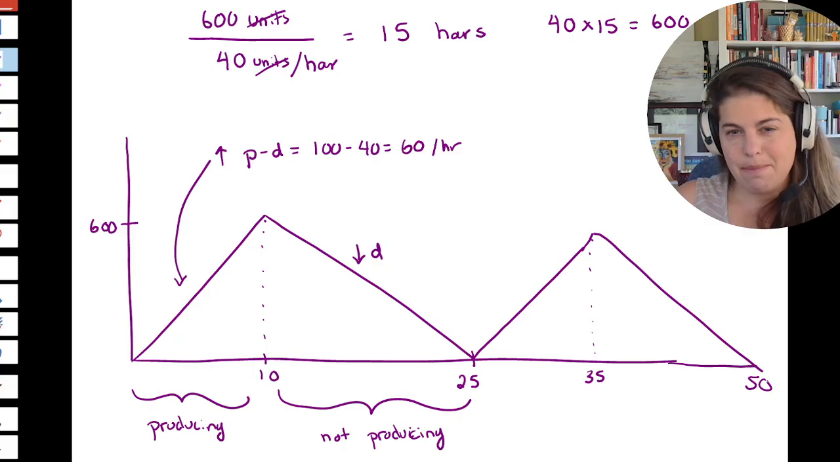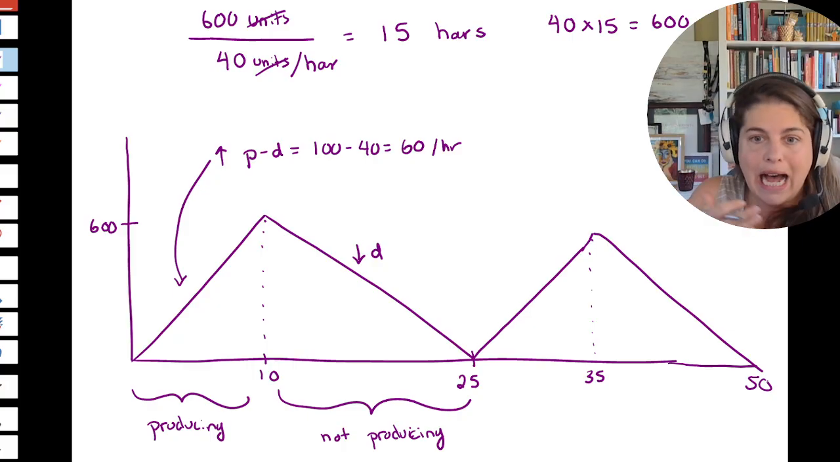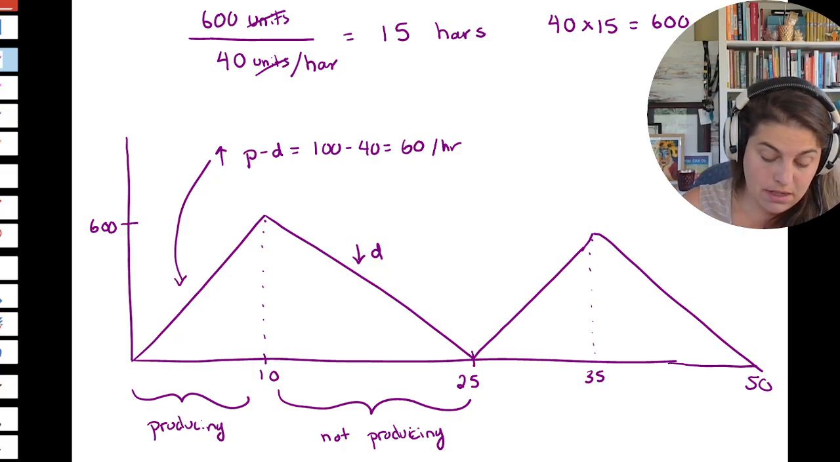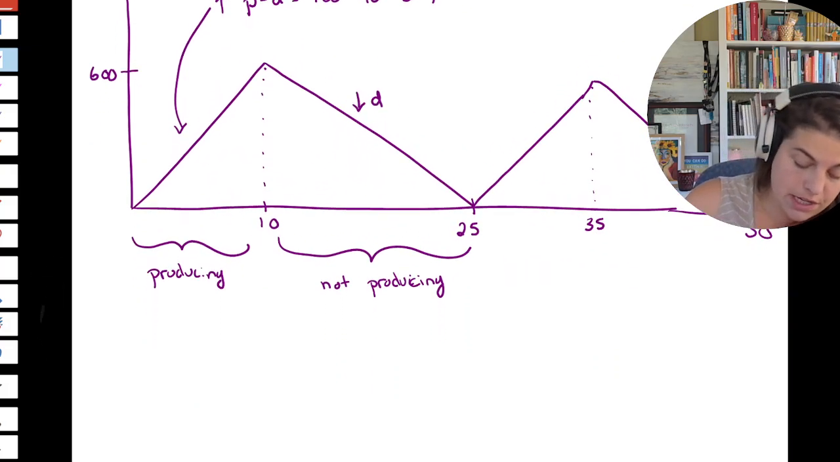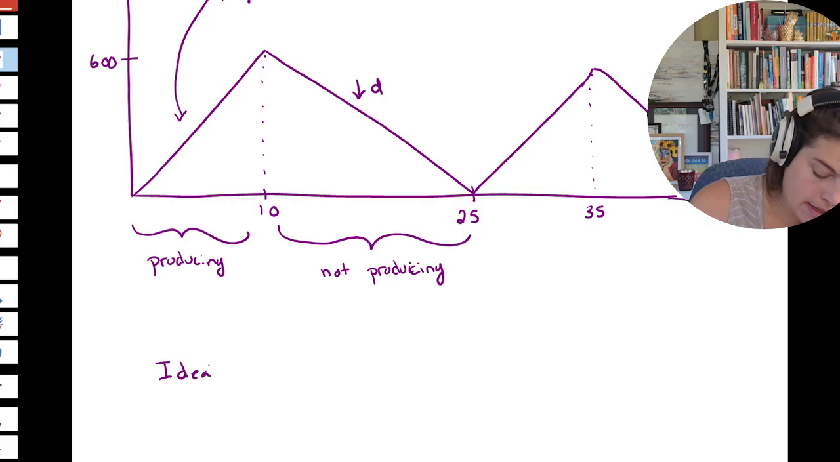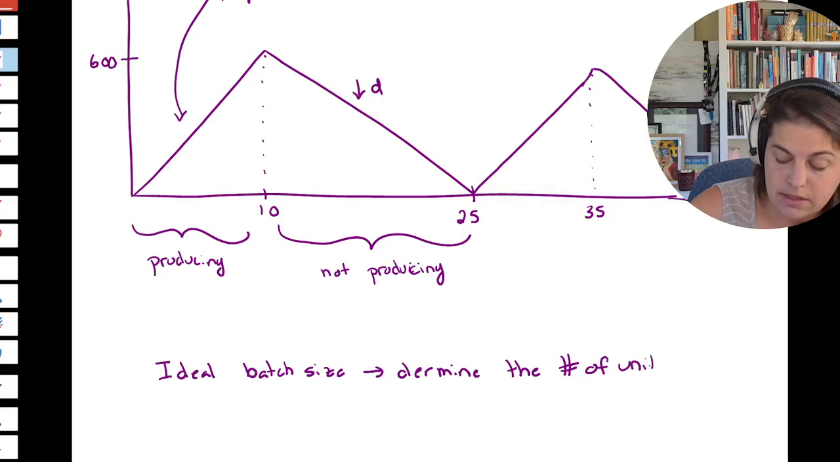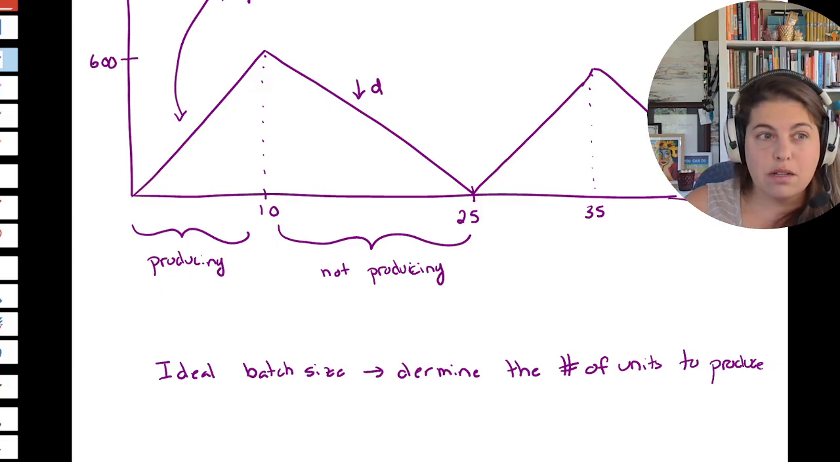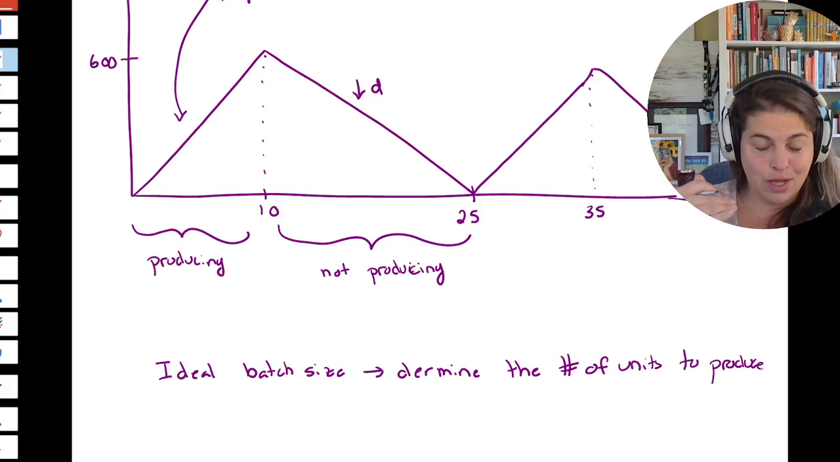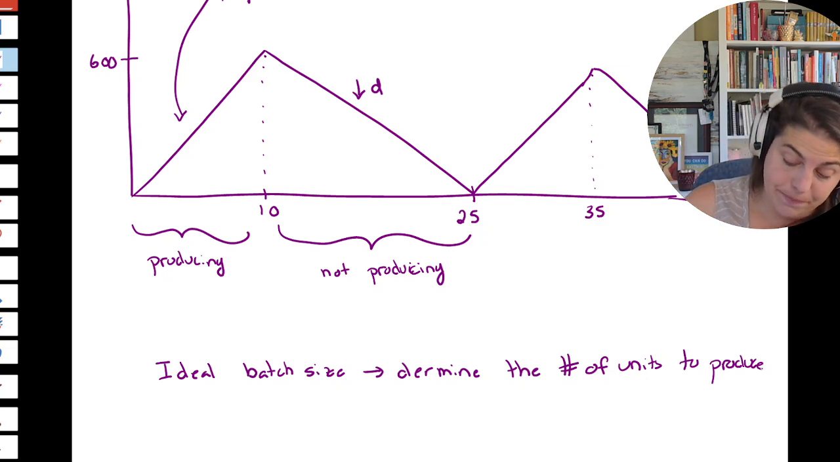And so this is what we're talking about when we're talking about batching. And when we're figuring out the ideal batch size, right? What we're actually trying to do for the ideal batch size is determine the number of units to produce so that in the cycle of producing and not producing, our inventory comes back to zero before we produce the next time.